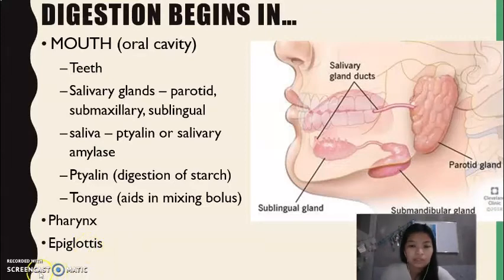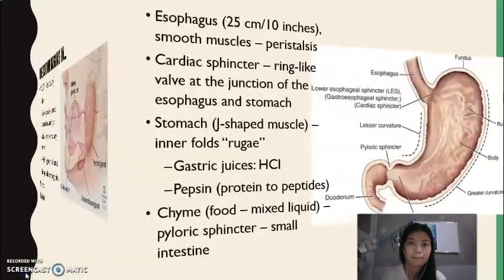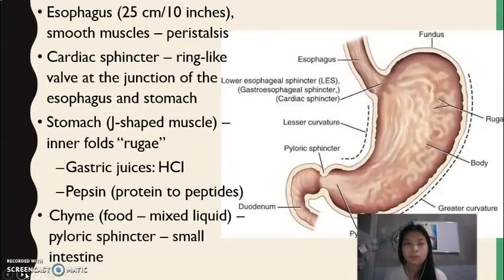Okay. So the next pathway, after the epiglottis, ayan, is the esophagus. So the bolus will go to the esophagus. It is about 25 centimeters long or 10 inches long. And it is made up of smooth muscles. So this smooth muscle contracts, and we call that movement peristalsis.